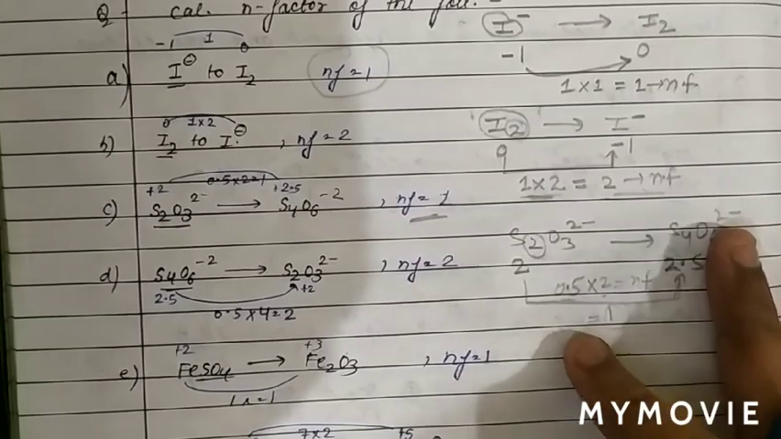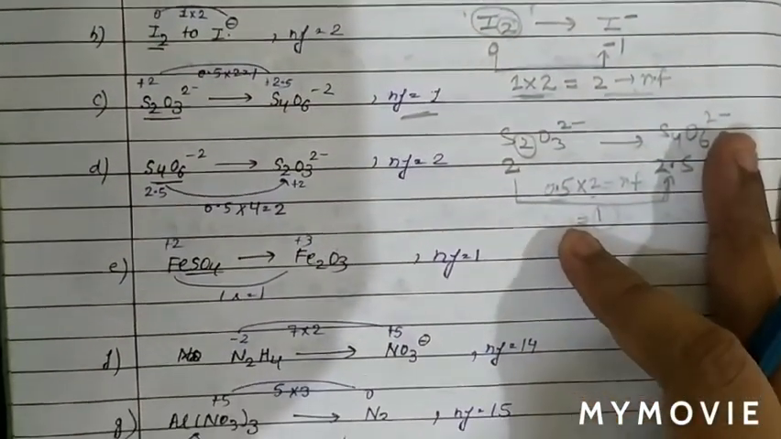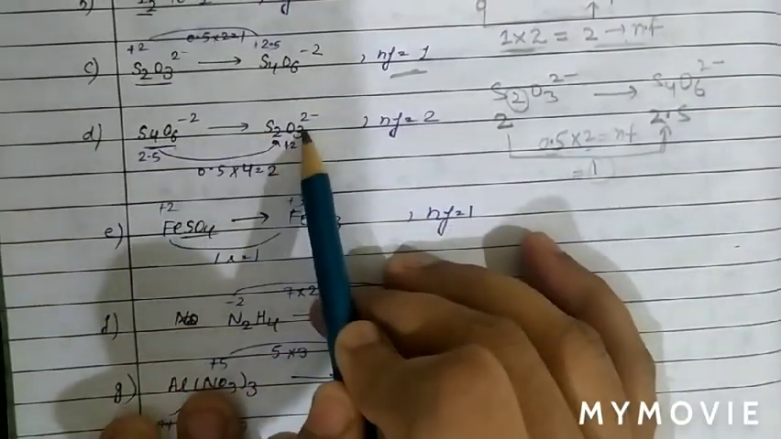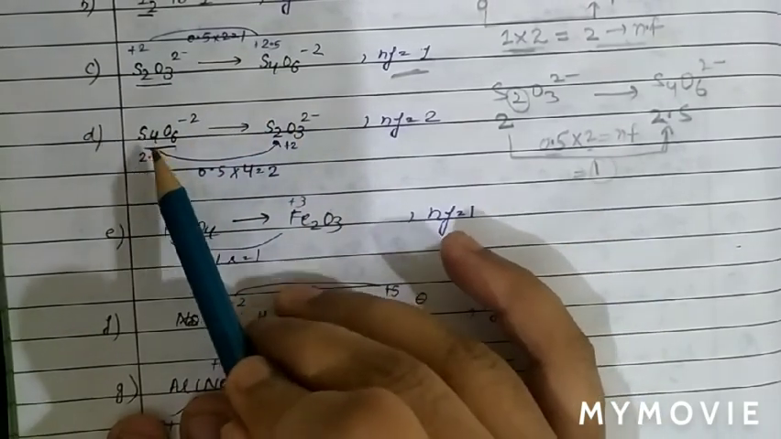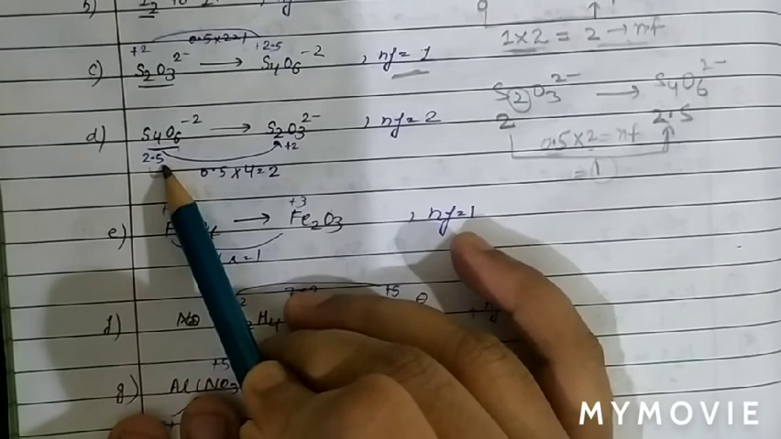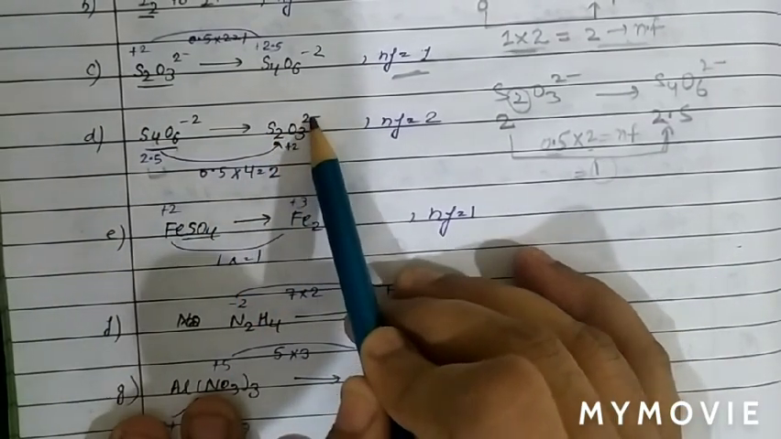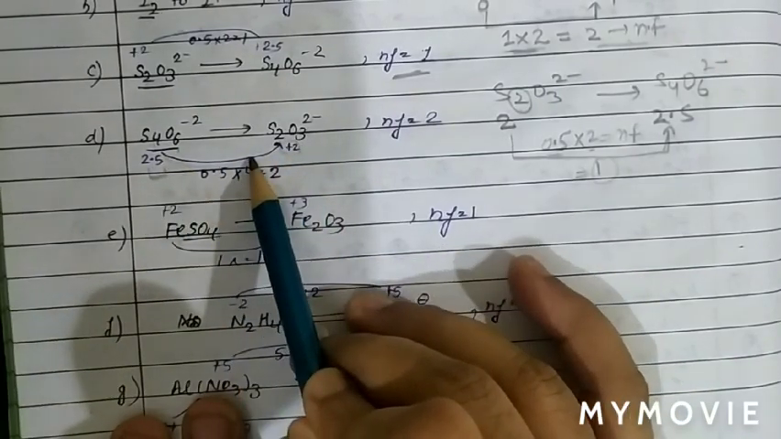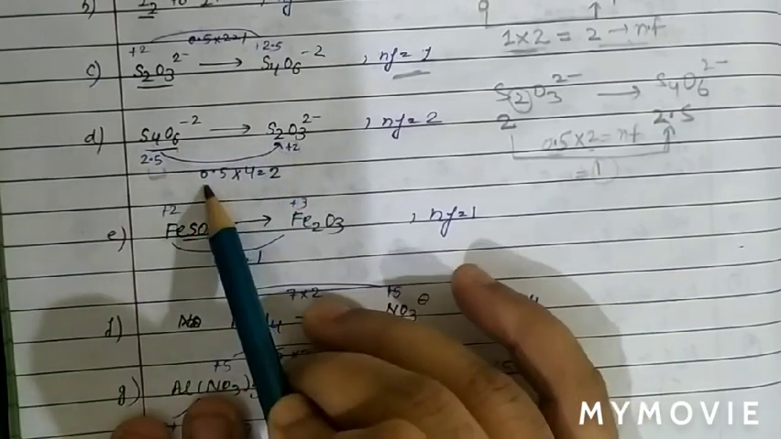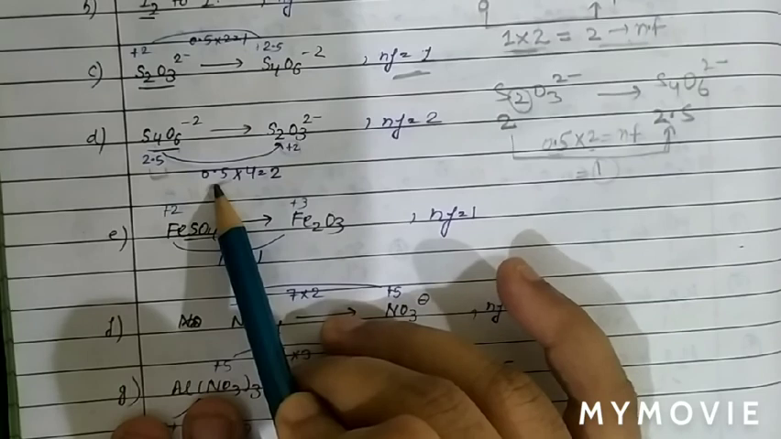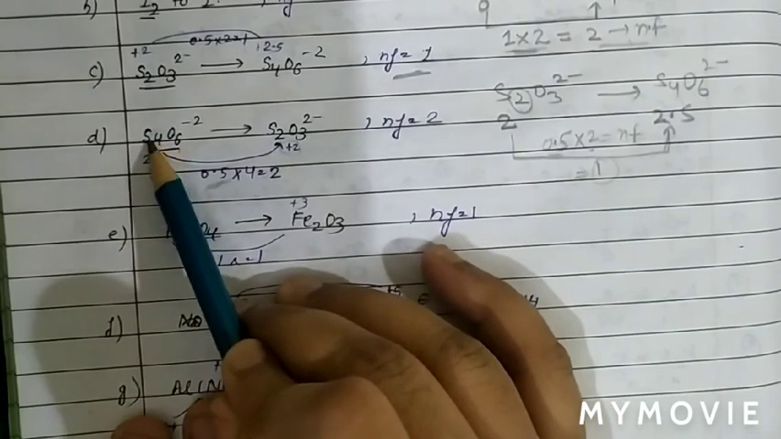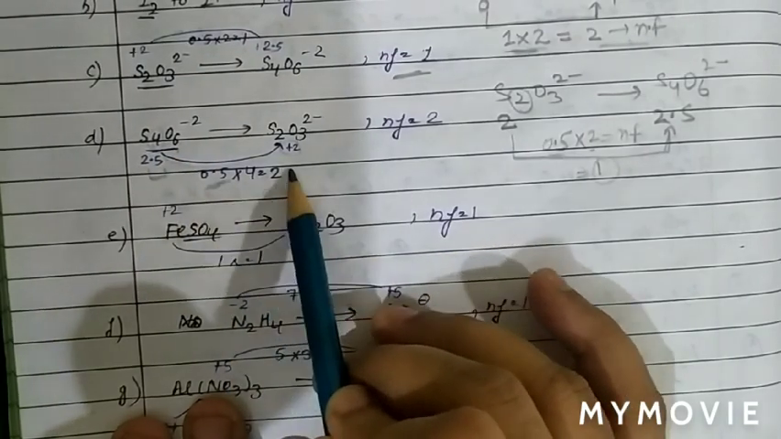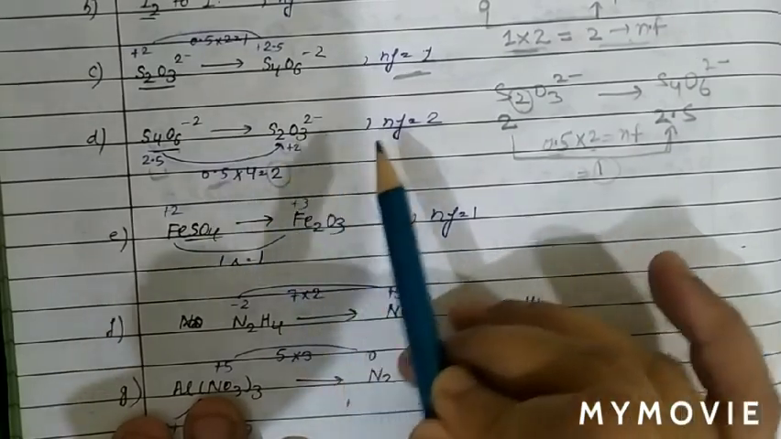Now see the next question. The next question is we have to calculate the n factor when S4O6 2- changes into S2O3 2- in the reverse reaction. We know in S4O6 2- the oxidation state of sulfur is 2.5 for one atom, while in S2O3 2- the oxidation state of sulfur for one atom is +2. So the change in oxidation state for one atom, 2.5 to 2, is 0.5. And how many atoms of sulfur are present on the left-hand side? 4 atoms. Therefore multiply the change by the number of atoms. So the n factor is the overall change, and the n factor for this reaction is 2.